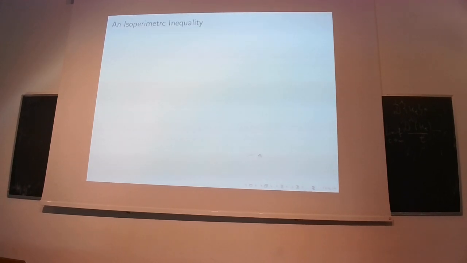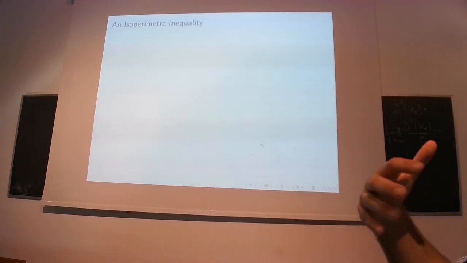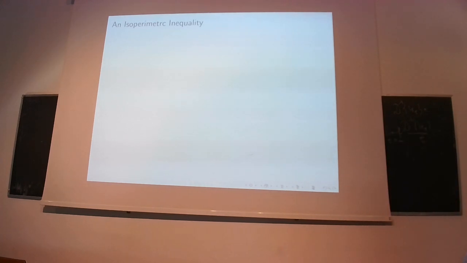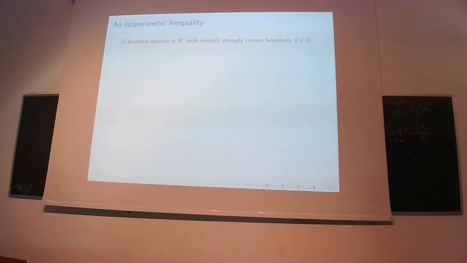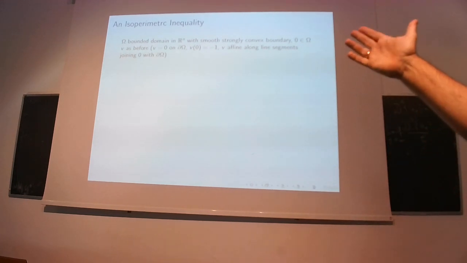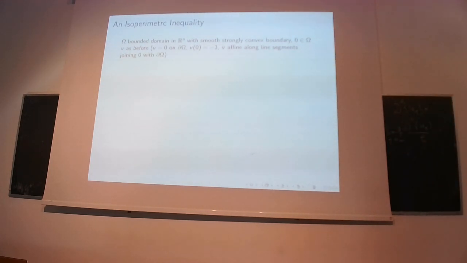Okay, so now the next two slides will be kind of side remarks. So first, using this method, you can prove a certain isoperimetric inequality. And this uses a method that is kind of typical for those symmetrization results. So again, now assume our domain is smooth, strongly convex, and V is as before, so it's this cone function, affine along line segments.